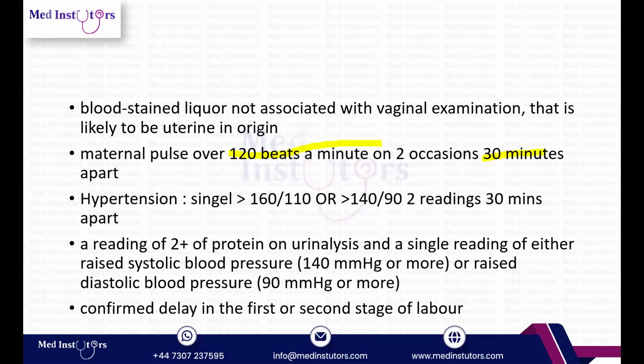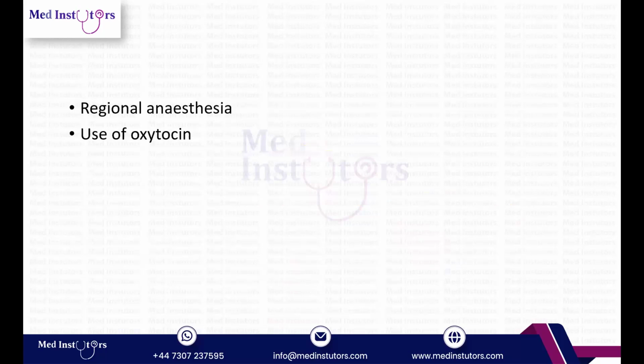Single reading of BP 160/110 or more, or two readings of 140/90 millimeters of mercury, taken 30 minutes apart. 2 plus urine albumin or urine protein, and a single reading of BP equal to or more than 140/90. And if there's a diagnosed first or second stage delay in the labor. If the woman has been given regional anesthesia like epidural, that would need continuous monitoring, and the use of oxytocin as well. If we are augmenting labor, then we'd want to offer continuous CTG.